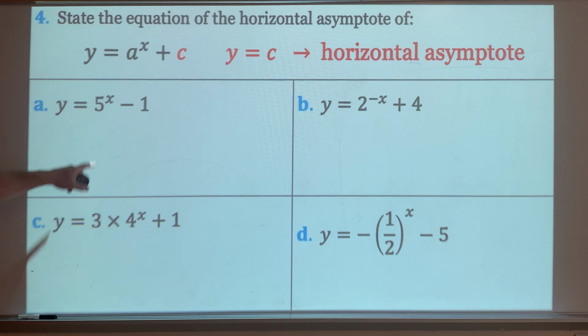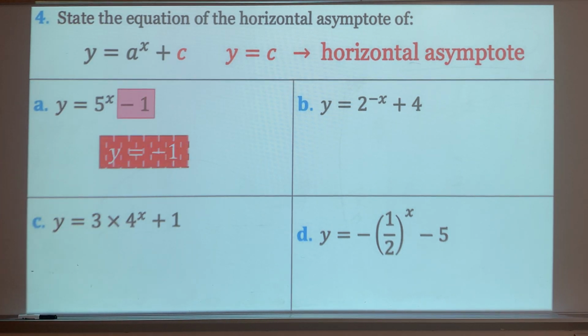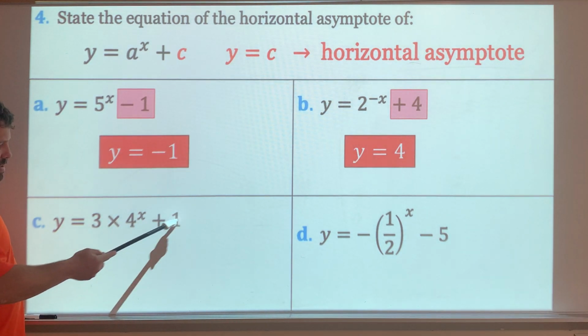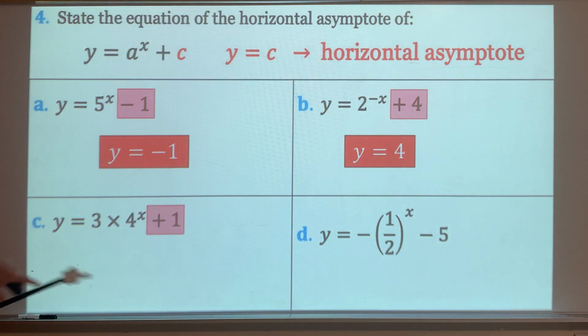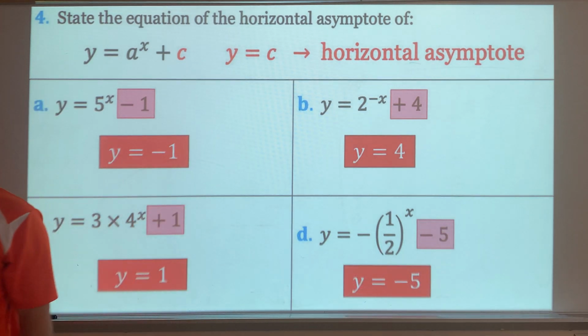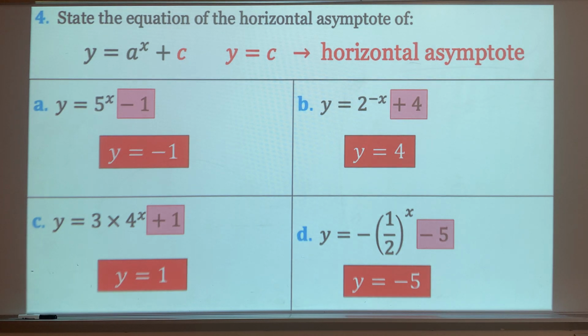Alright? What's the horizontal asymptote here? Right there, -1. Ready? Next one. What's the horizontal asymptote? y equals 4. Alright? This one, you've got a bunch of stuff going on here, but remember this is the multiplier. It's whatever you're adding and subtracting. So it's that 1. Boom. y equals 1. And -5. Right? Good job.